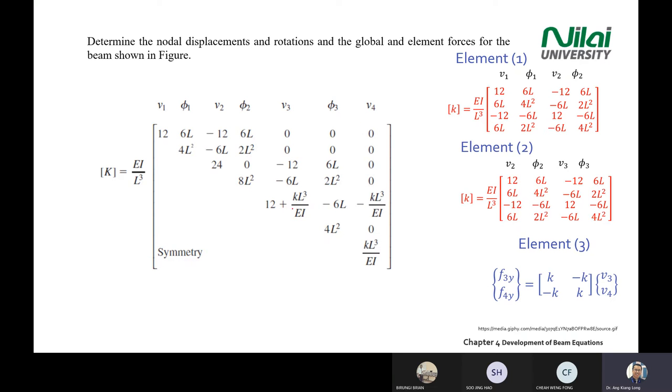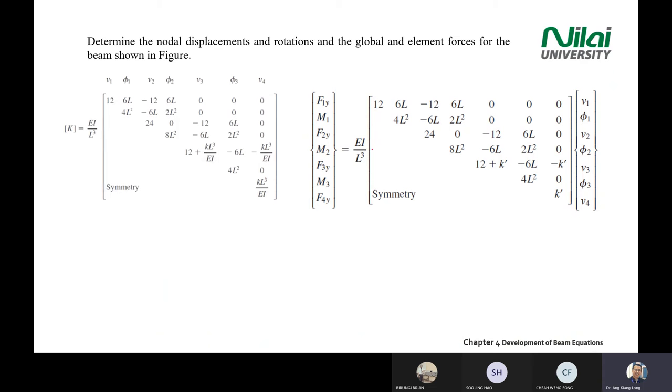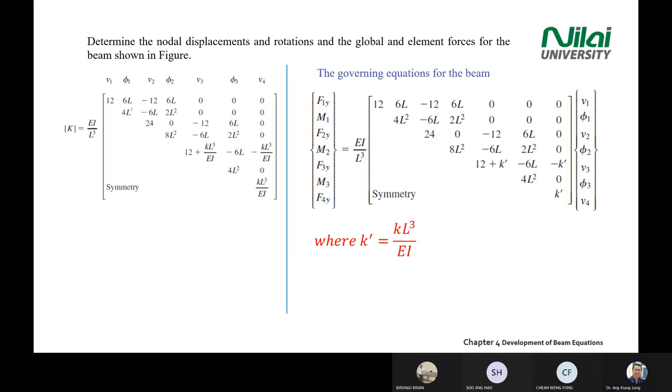So once you import, you get your global matrix, this one. And I label again for you. You have three elements there. After that, after you get your K, you write F equal to KD back again. And you solve for the unknown. And this is just to simplify. So K prime is KL cubed divided by EI and so on, just to simplify the equation.